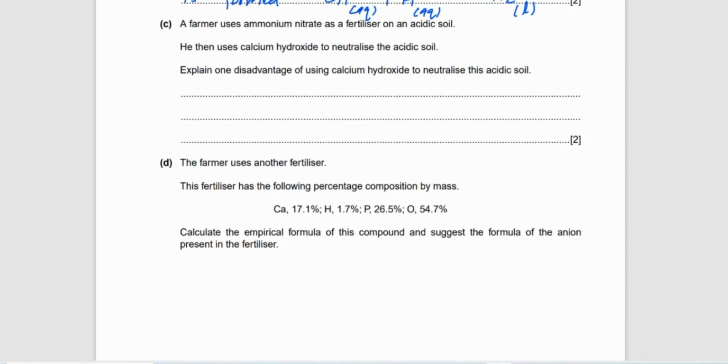Okay, a farmer uses ammonium nitrate as a fertilizer. So here we have a farmer who uses ammonium nitrate. You understand what ammonium nitrate is? NH4NO3 as fertilizer on acidic soil. Okay, this is a fertilizer and the soil is acidic. So we have to remove the acidity. So he then uses calcium hydroxide. Calcium hydroxide is used to neutralize the acidic soil.